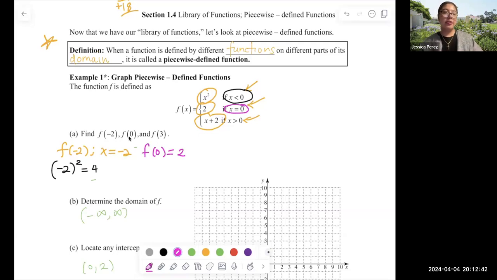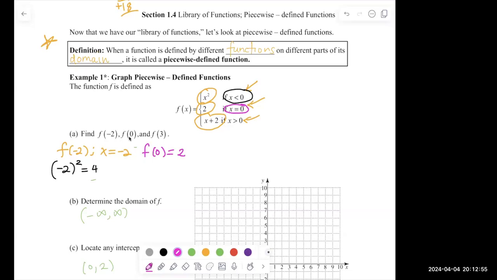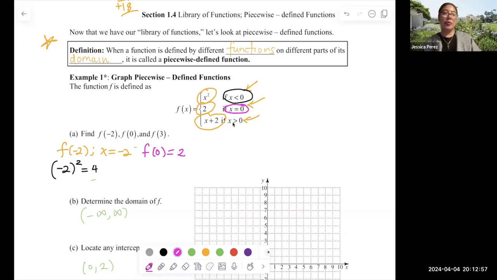So that's just the first part. Where do I have to plug in x equals 3? The first, the second, or the third? The third one. Why? Because 3 is greater than 0. So f of 3 is going to be 3 plus 2, which is 5.